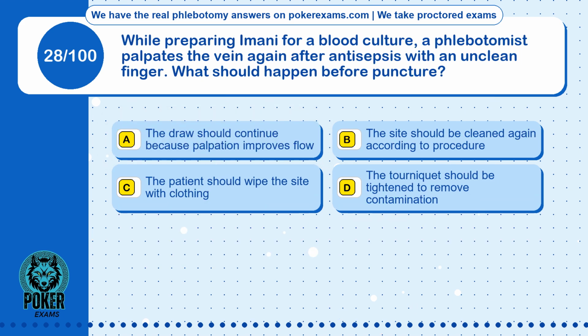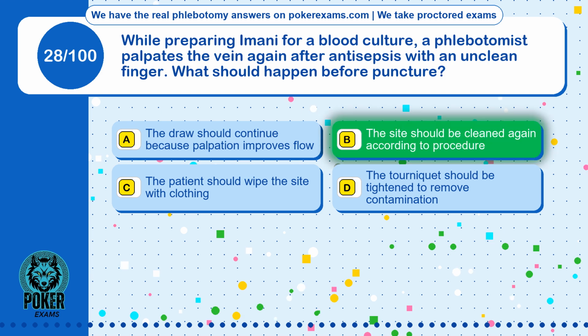Question 28. While preparing Imani for a blood culture, a phlebotomist palpates the vein again after antisepsis with an unclean finger. What should happen before puncture? Option A, the draw should continue because palpation improves flow. Option B, the site should be cleaned again according to procedure. Option C, the patient should wipe the site with clothing. Option D, the tourniquet should be tightened to remove contamination.